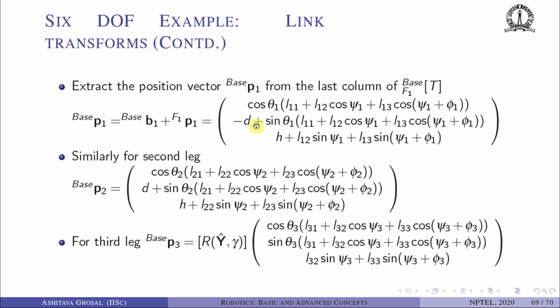Similarly, for the second finger, I can find out base to P2, and for the third finger, we can find out base to P3. But as I mentioned, in the actual model of the three-fingered hand, the first coordinate is rotated by an angle gamma about the y-axis. So we have to pre-multiply whatever we get in all of this with another rotation matrix with a constant gamma.